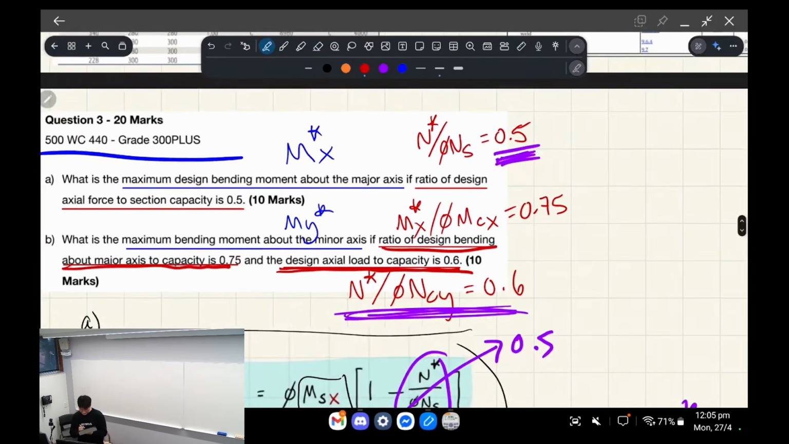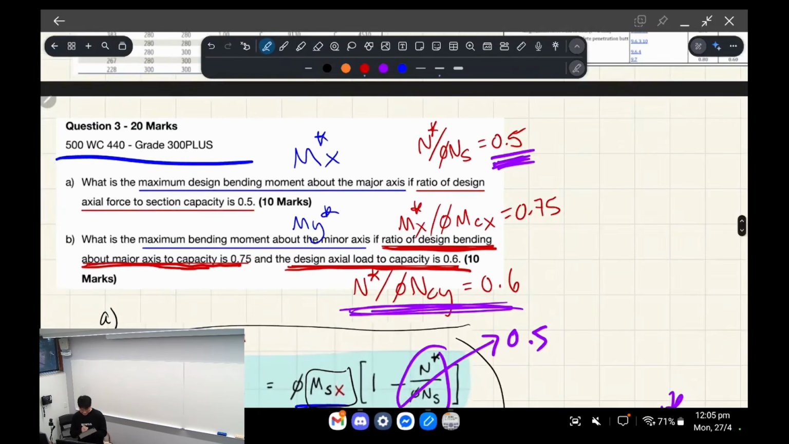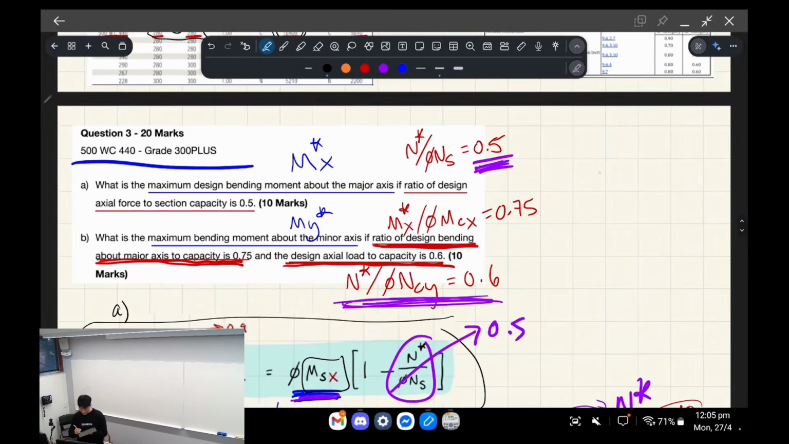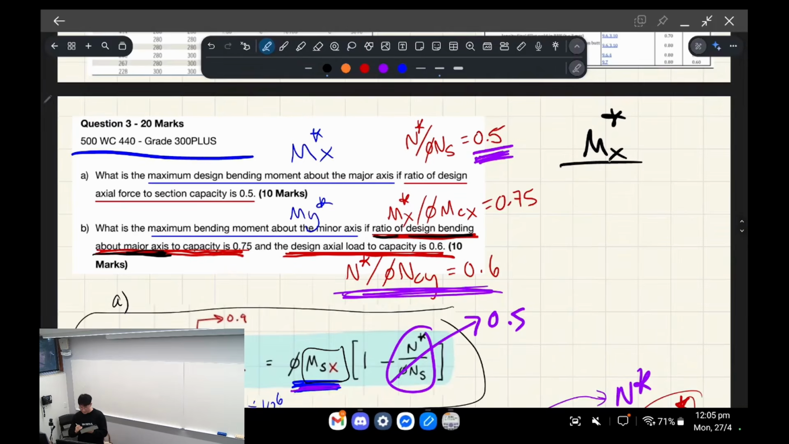So if you read this, the ratio of design bending about the major axis to capacity is 0.75. Let's just break that down for a second. Ratio means you have a fraction. Design bending about the major axis, so a design bending moment is your M* thing. And about the major axis implies x, like subscript x. And then to capacity ratio means phi M something.